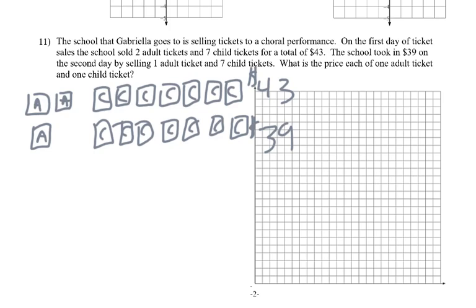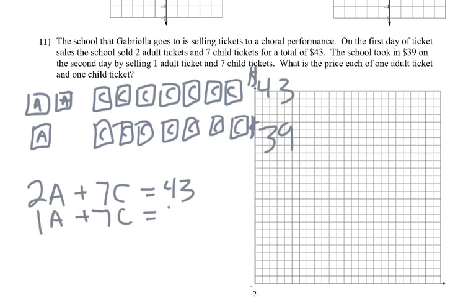Okay, so we look at it this way. You can try to figure it out with just the pictures. You could use these to make an equation. Because I know the cost of an adult ticket, for the first one, I bought 2 of them. So I'd go 2 times the cost of an adult ticket, 7 times the cost of a child ticket, and that was $43. Then the second day, 1 adult ticket and 7 children's tickets was $39.